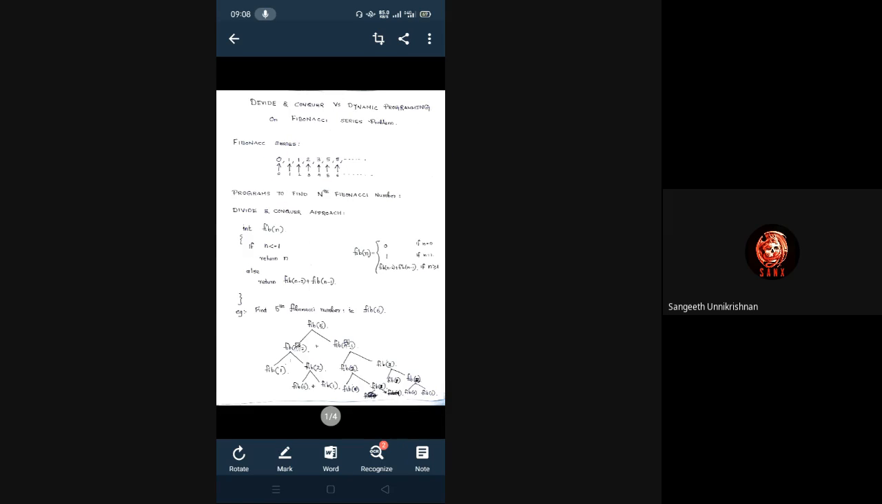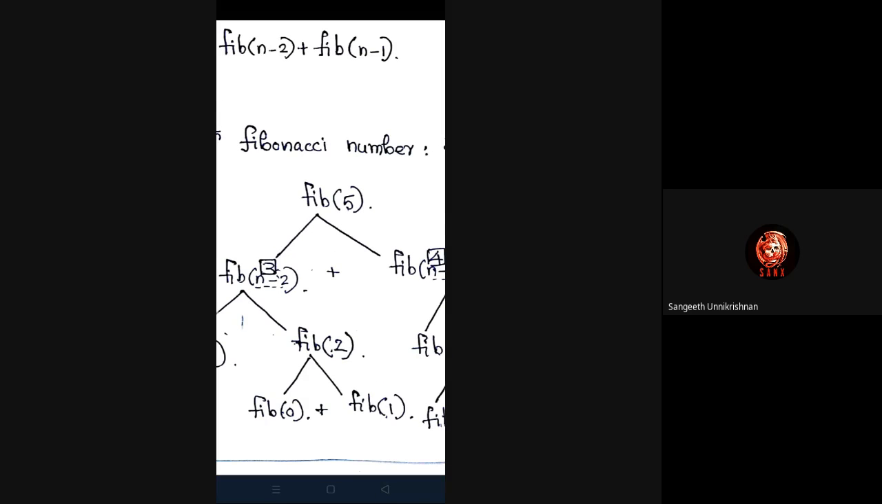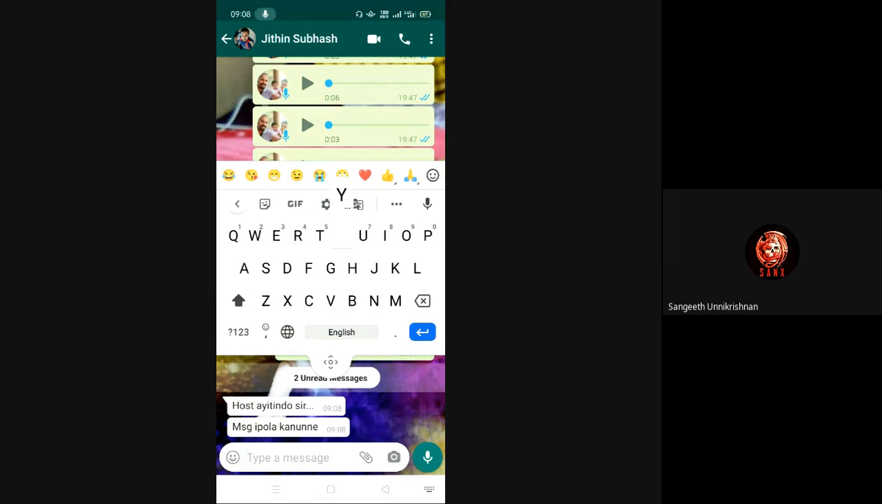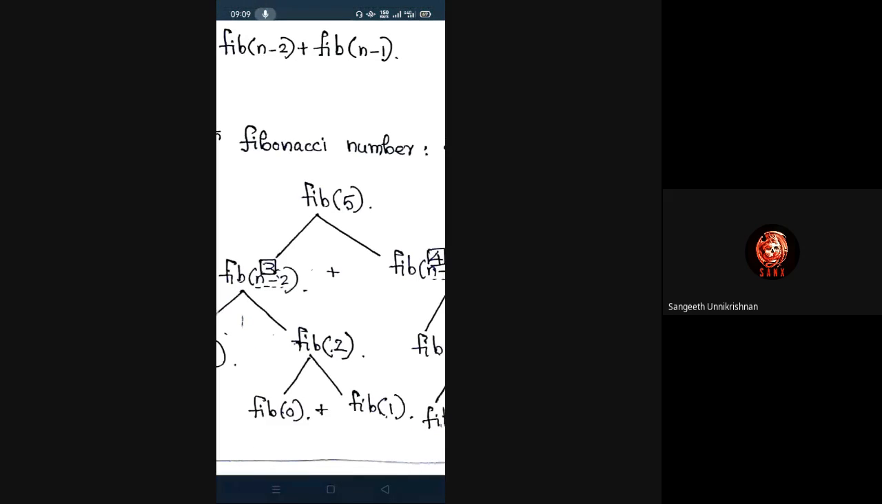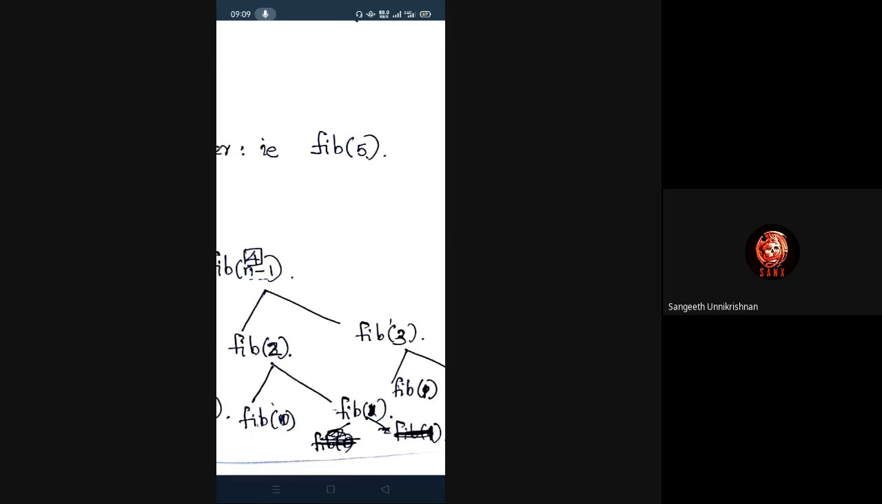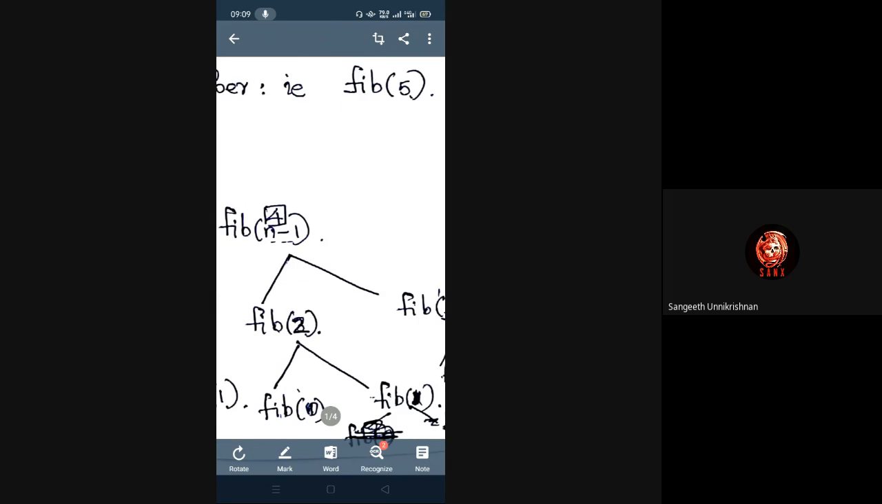So in this figure you can note, here I'm just moving to that portion. In this tree, fib of 2 is there. Then fib of 2, so fib of 2 is fib of 0 plus fib of 1. And if you note this tree, here also fib of 2 is coming. Fib of 2 in this part also, fib of 0 plus fib of 1.